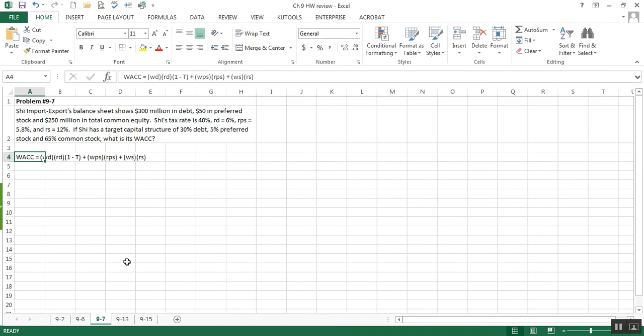Now let's look at problem 9-7. This company's balance sheet shows $300 million in debt, $50 million in preferred stock, and $250 million in common equity. The tax rate is 40%. The rate on debt is 6%. The rate on preferred stock is 5.8%. And the rate on equity is 12%. If they have a target capital structure of 30% debt, 5% preferred stock, and 65% common stock, what is the WACC?